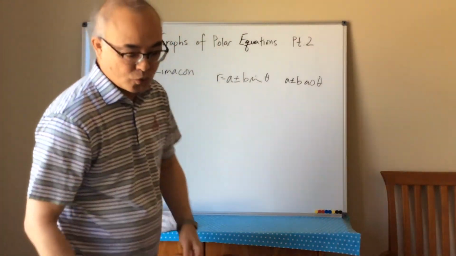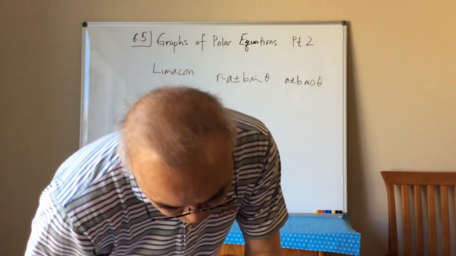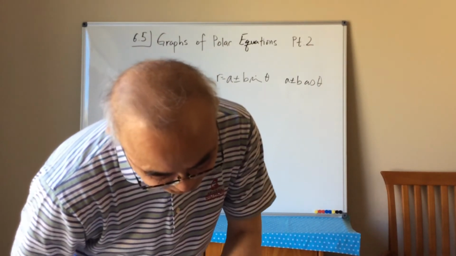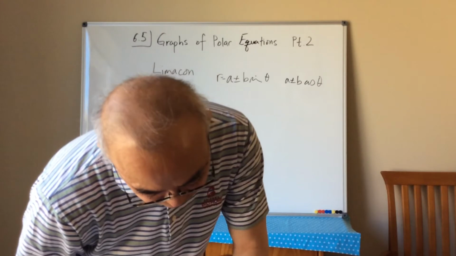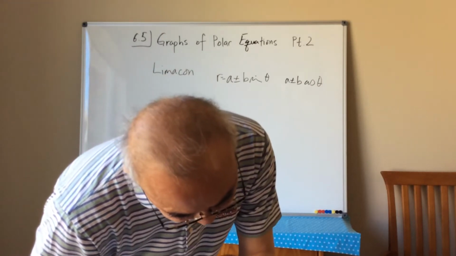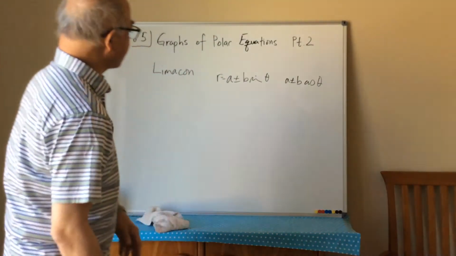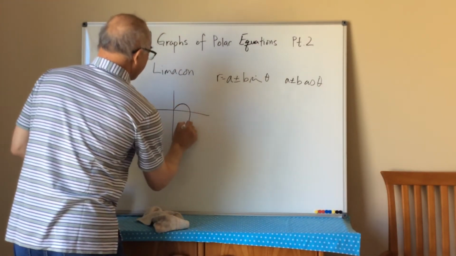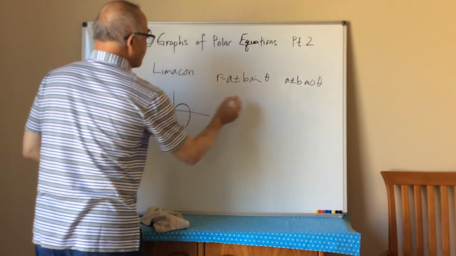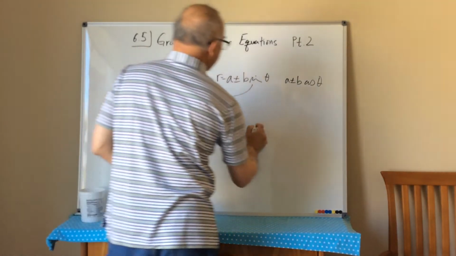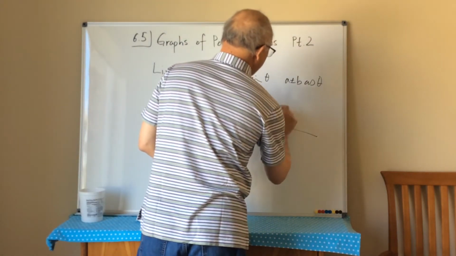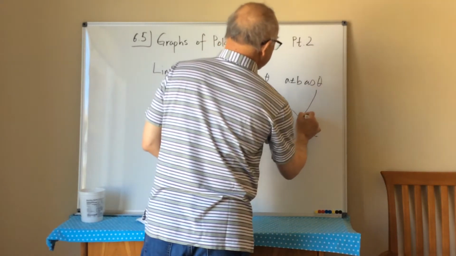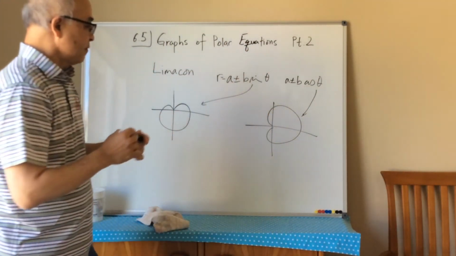So if you do 3 minus 3 sine theta, the orientation looks like this. This would be for sine theta. For cosine theta, it's going to look like this. So your cosine theta graph is going to look like this.